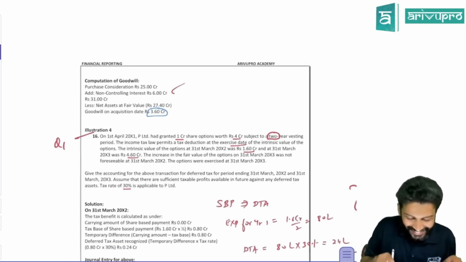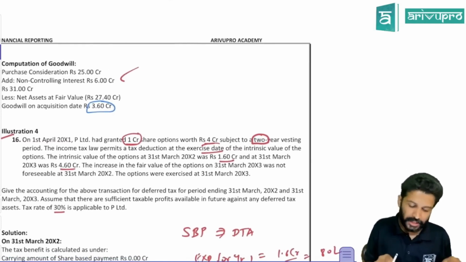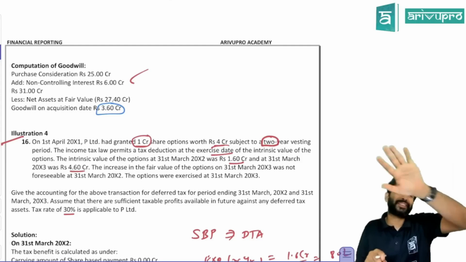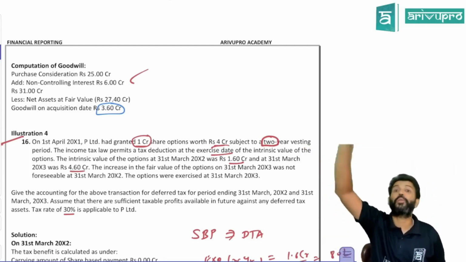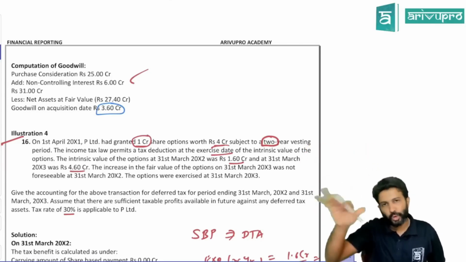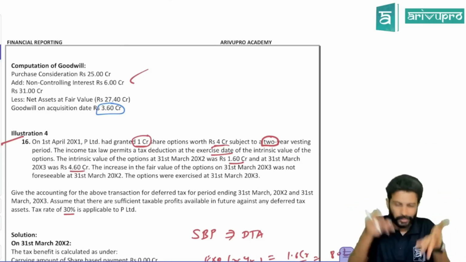Okay. P Limited granted 1 crore shares worth 4 crore for a 2-year vesting period. We already discussed this. What is the concept? On share based payment, always create deferred tax asset, because in the Income Tax Act, you will get the deduction only at the time of vesting. When it finally gets vested, you will get the deduction. When you get the deduction, future tax will reduce. That's the reason you need to create deferred tax asset. That's the concept that is being tested here.